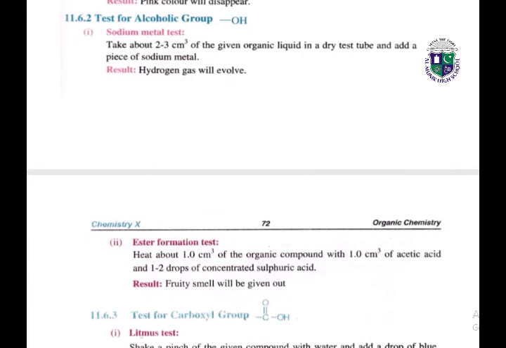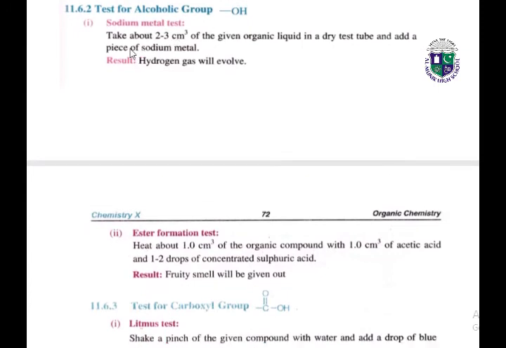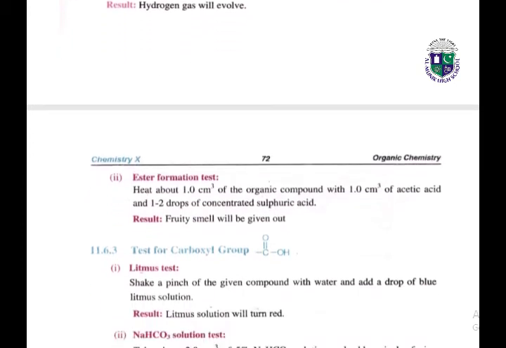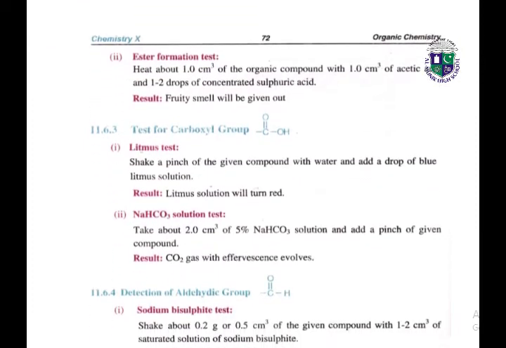Test for alcoholic group. Sodium metal test. Take 2 or 3 centimeter cube of the given organic liquid in a dry test tube and add a piece of sodium metal. Result will be hydrogen gas will evolve during this practical.